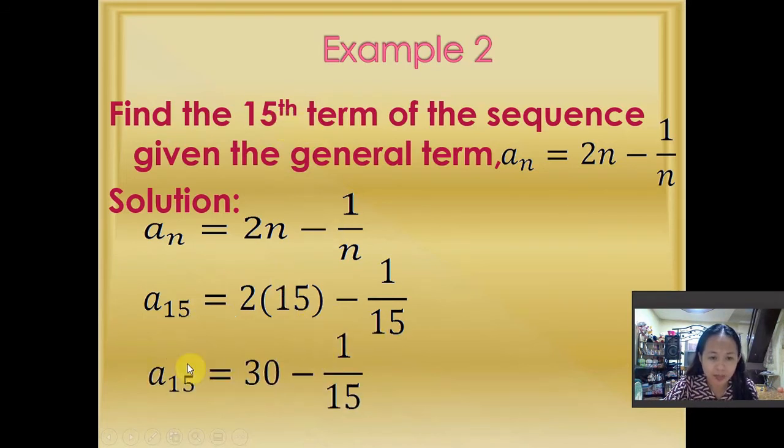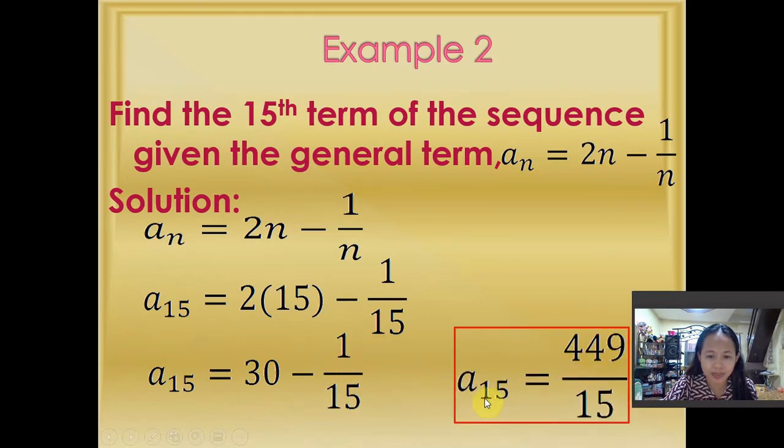Next, a sub 15, or the 15th term, is equal to 30. How did we get 30? That is 2 times 15 is equal to 30. Copy minus 1 over 15. Next, the 15th term therefore is 449 over 15. How did we come up with this? That is 30 minus 1 over 15, that's 449 over 15. Or simply cross multiply.